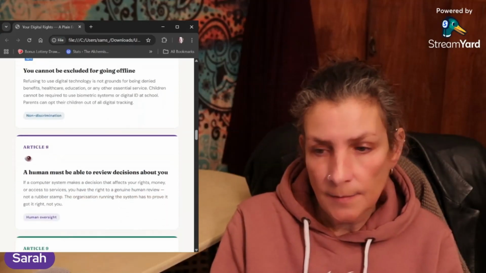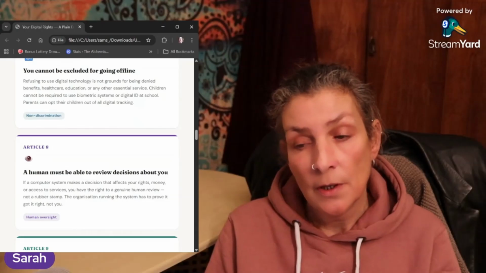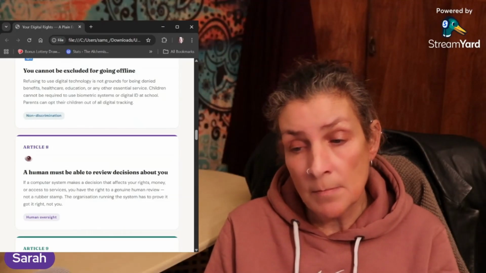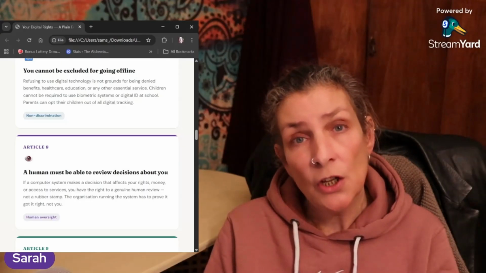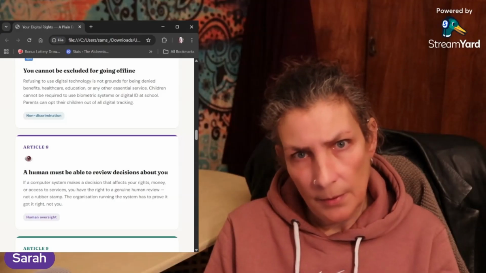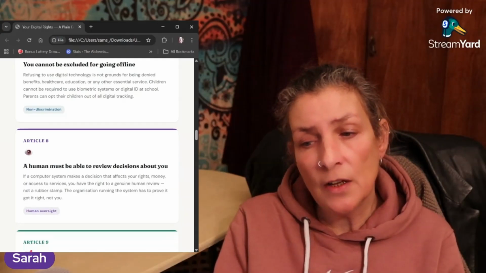Article 8. A human must be able to review decisions about you. If a computer system makes a decision that affects your rights, money, or access to services, you have the right to a genuine human review, not a rubber stamp. The organisation running the system has to prove it got it right, not you.